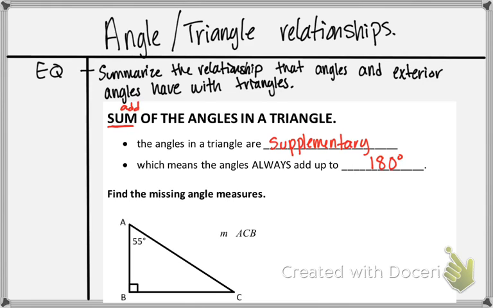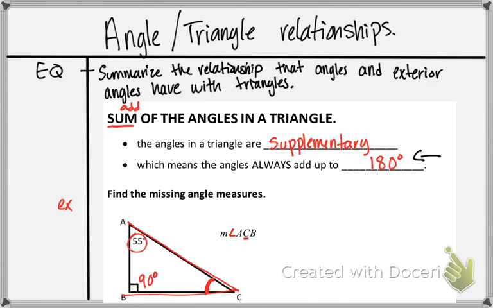Okay, so if we look at this example, we have triangle ABC, and they want us to find the measurement of angle ACB. Sorry, I said that wrong at first. They want to know this angle right here, because C is the vertex, so that's the angle we're looking at. They do give us 55, and they give us this symbol, which we know means 90 degrees.